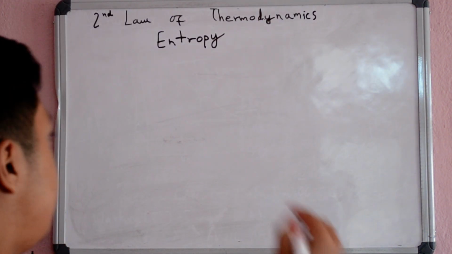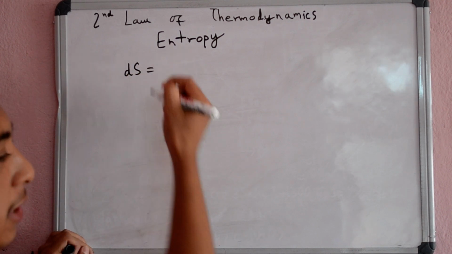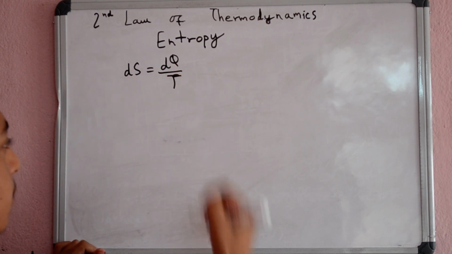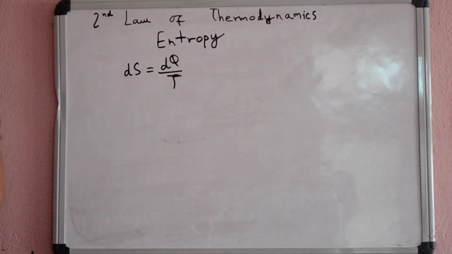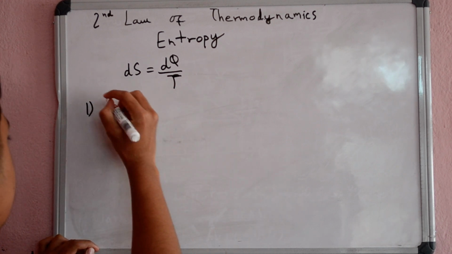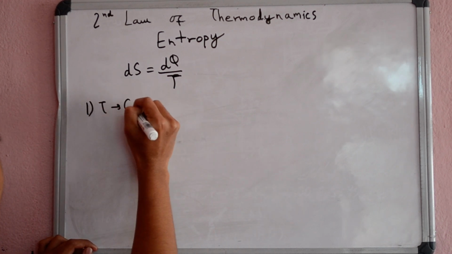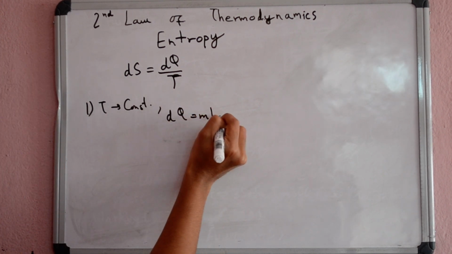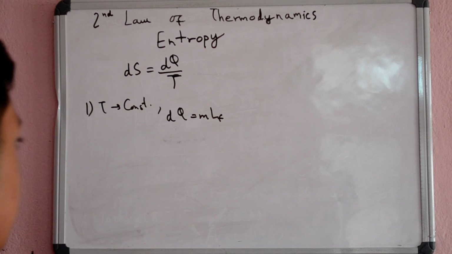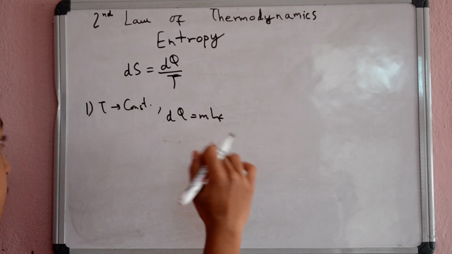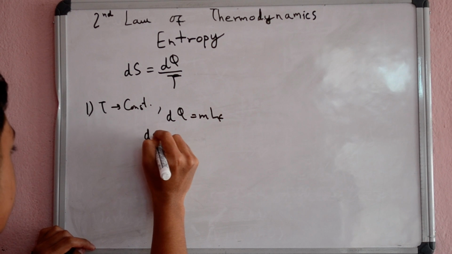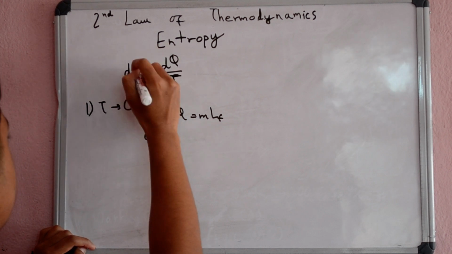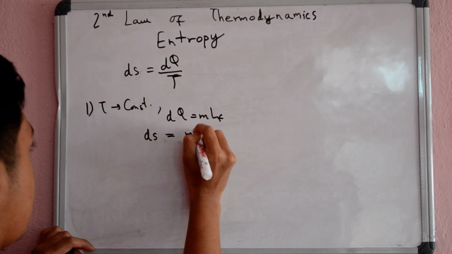Now, the change in entropy is given mathematically as the heat supplied divided by the absolute temperature. The first case is when T is constant. In this case, we use dq equals mLf. If you remember from latent heat, this is mass into the latent heat of fusion. So the change in entropy, small dS, becomes mLf by T.